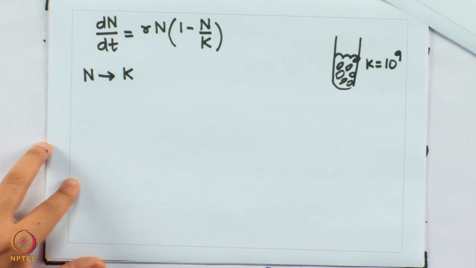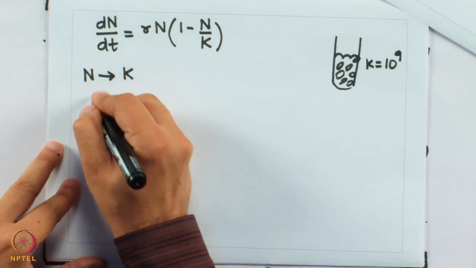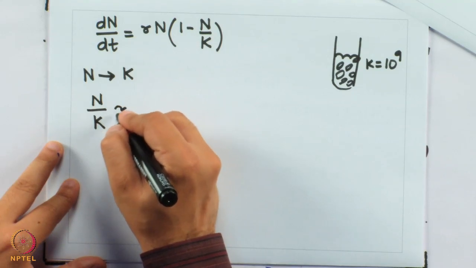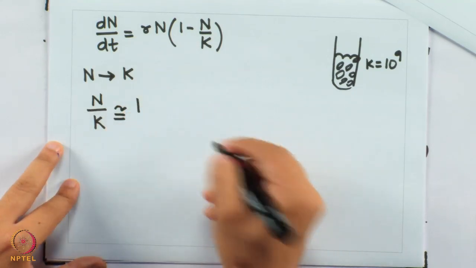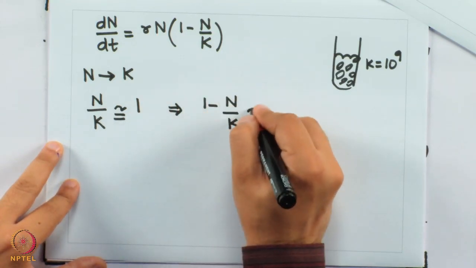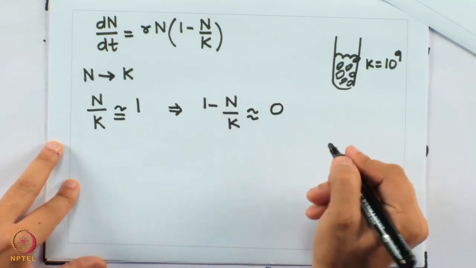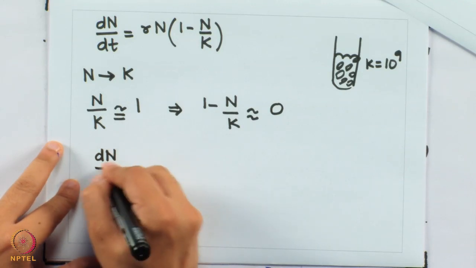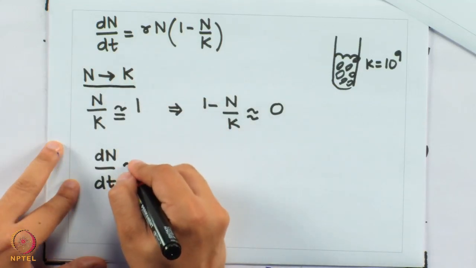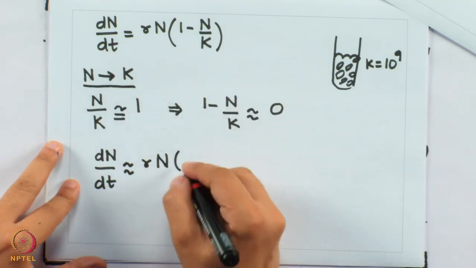So, how do we understand this? When we plug N approaching K into this factor, we have N by K. Because N is very close to K, N by K is approximately equal to 1, which implies that 1 minus N by K is approximately equal to 1 minus 1, which is 0, which means dN by dt in this regime can be approximated as R times N times this factor, which is now approaching 0.